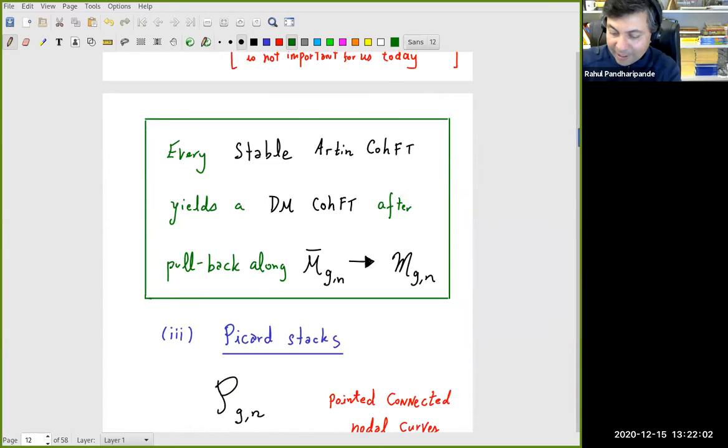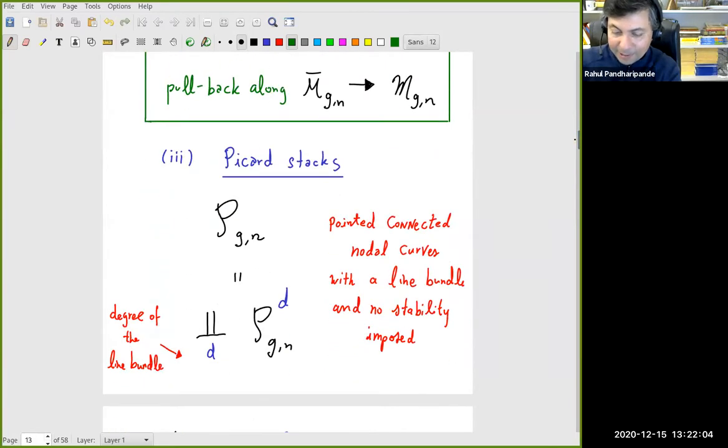So then we go to the Picard stacks. That's supposed to be actually the meat of what I'm trying to say today. And so the first question is, what do I mean by this Picard stack? It has 2 indices, the genus and the number of points. And what this Picard stack is, it's a stack whose objects are pointed connected nodal curves. So this is all familiar.